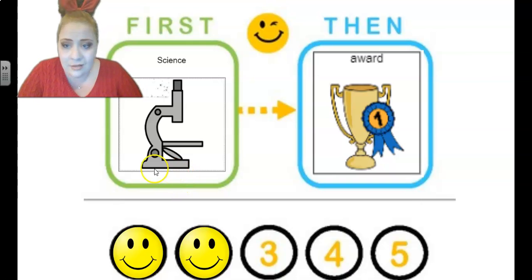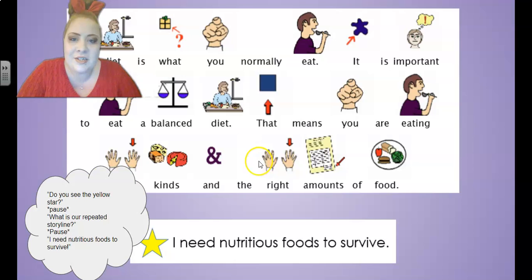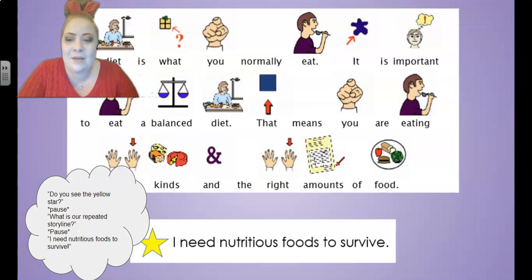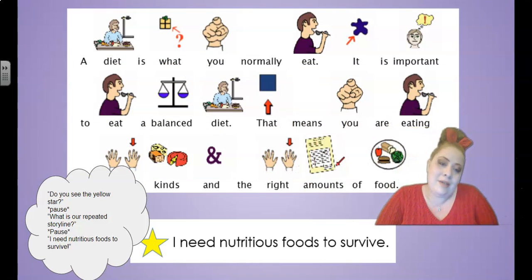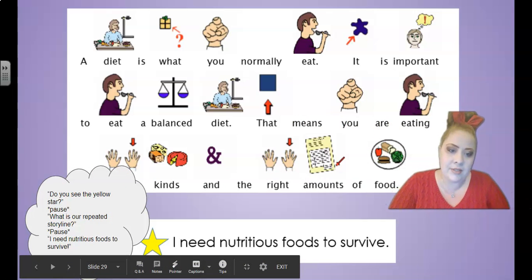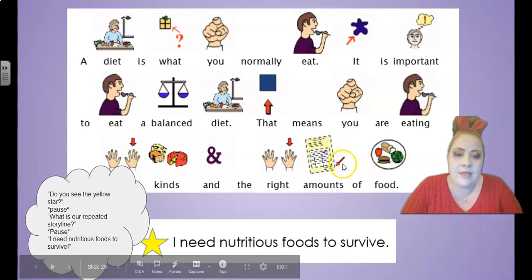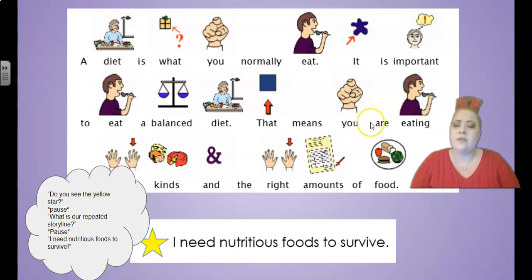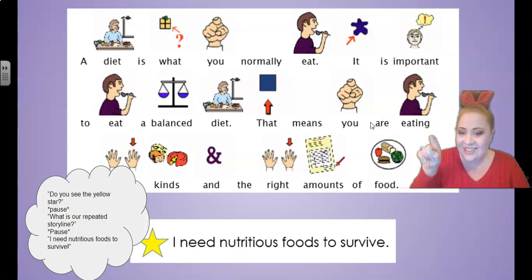You don't need to do that. You can do whatever you want. You might have kids who know, I need three more smiley faces. You're not going to go over that with them. It just depends on how old your kids are, who you're talking to. All right, so I would come in here. This just tells you over here in the bubble how I feel about the repeated storyline, how I deliver it. Something else I would do is ask questions during the reading. So I would probably read this text, diet is what you normally eat, and then I'd say, I have a question for you.